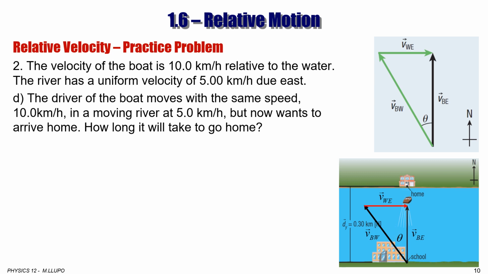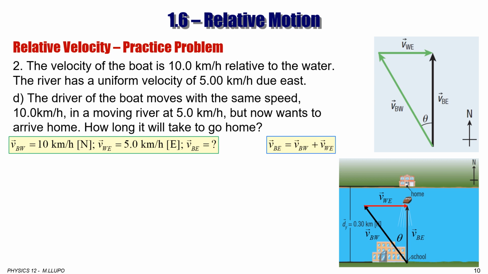Now, this is a vector addition of the two vectors. So the velocity of the boat relative to water plus the velocity of the water relative to Earth will give you this result. So that's an equation. That's very important.